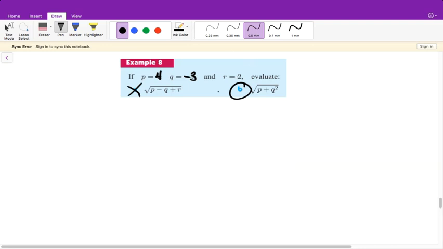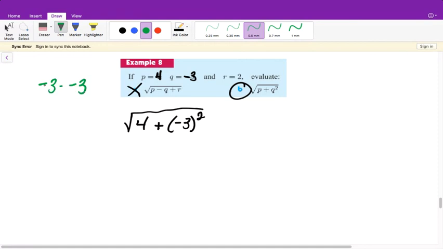All right, so here I'm just going to substitute in. So we have the square root of P, which we know is 4, plus Q squared, which is -3 squared. So remember, always put your negatives in parentheses. So here I have -3 squared is -3 times -3. The negatives multiplied to each other gives me a positive. 3 times 3 is 9. So now I'm left with 4 plus 9. Right? 4 plus 9 is 13, so it's the square root of 13.